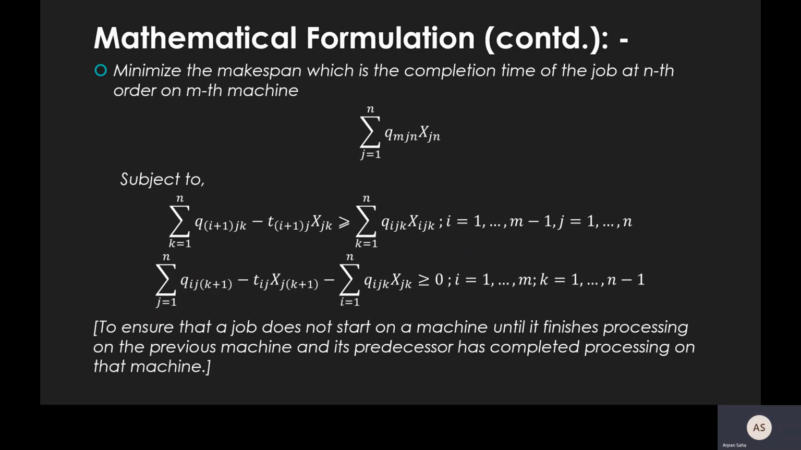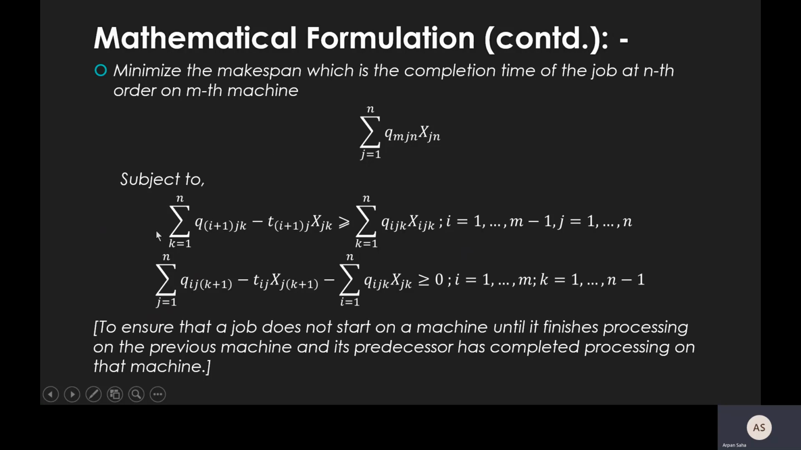Makespan is the total time duration for processing all the n jobs on m machines. So this is the quantity we want to minimize. So this is the objective. This is our objective function. Now there are some constraints.